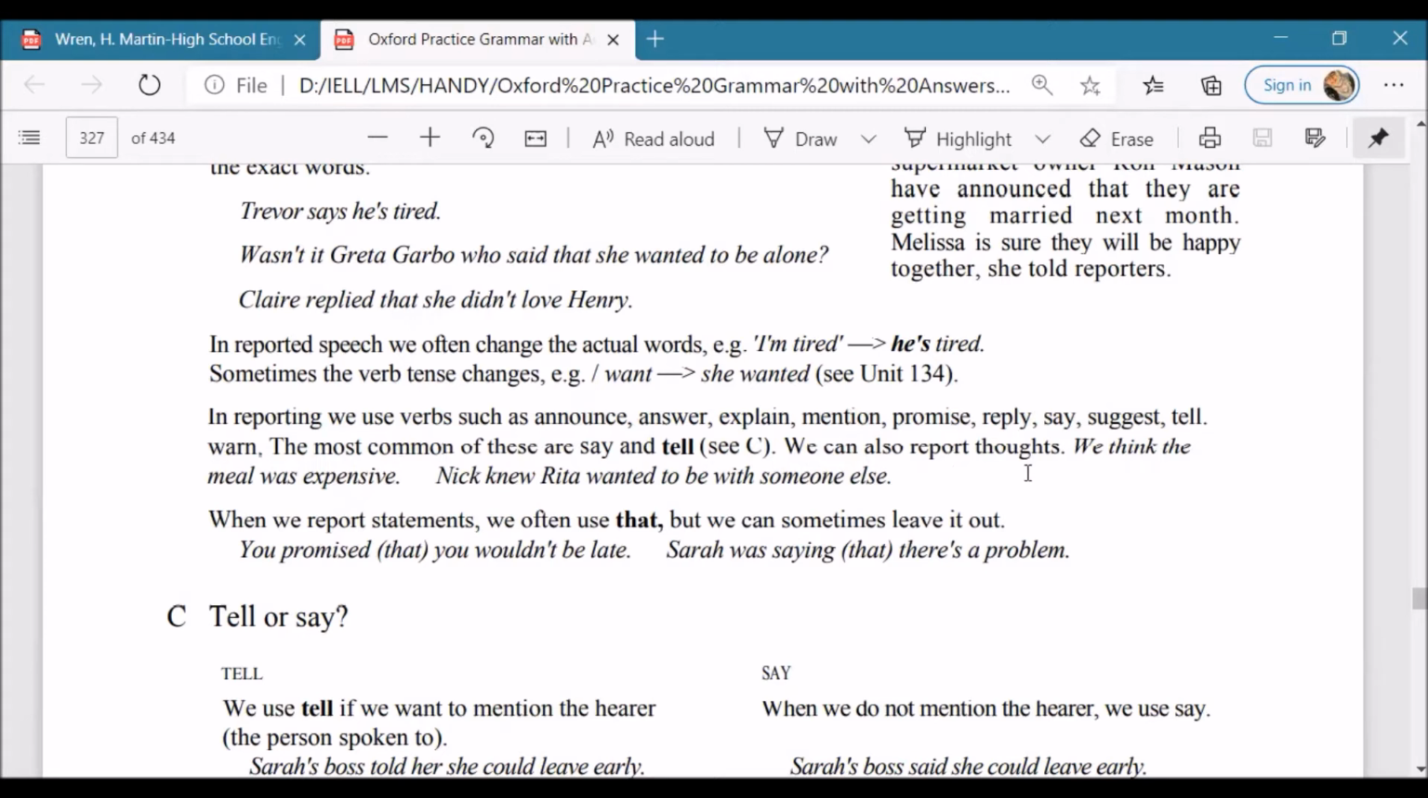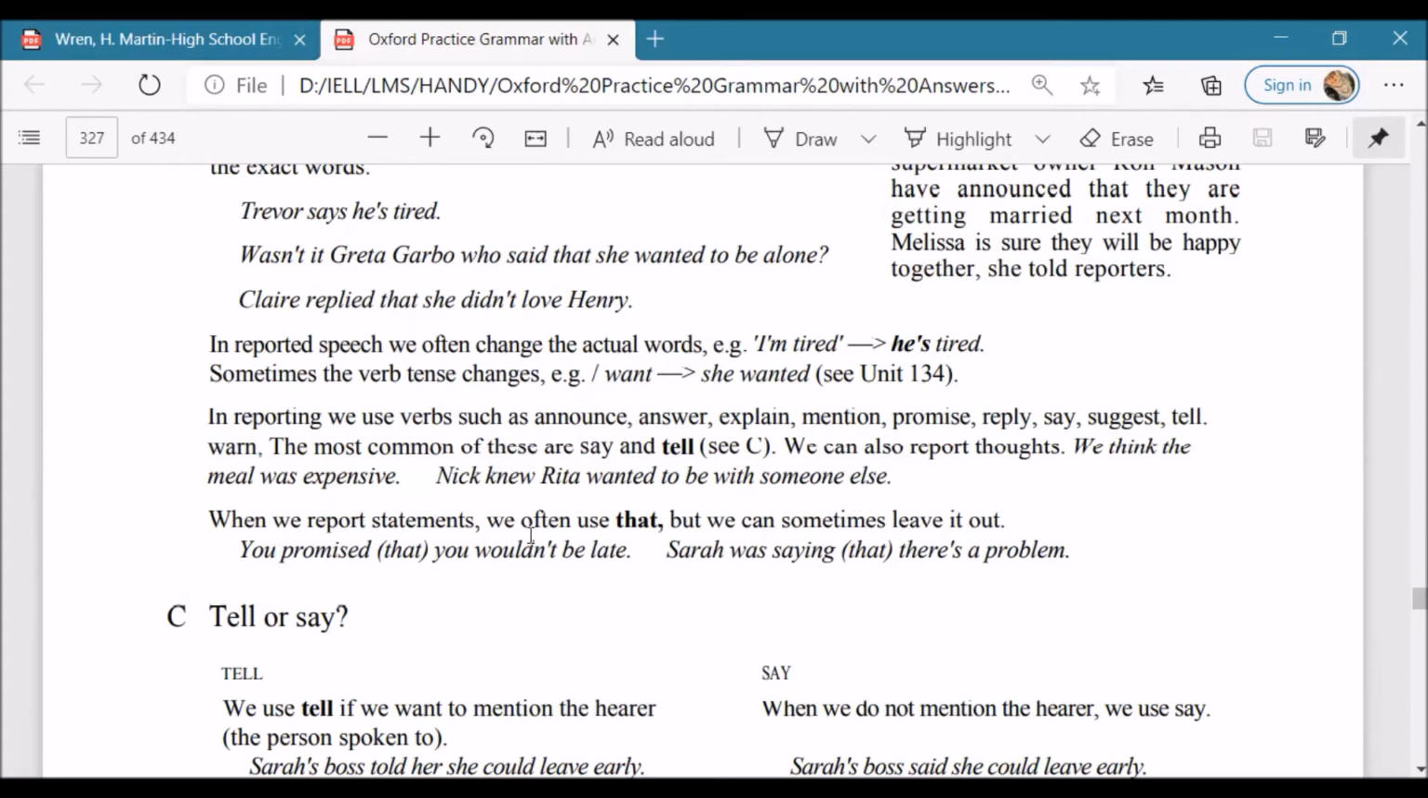We can also report thoughts, okay, not reporting verbs exactly, but we can also report thoughts. We think the meal was expensive. So this is not something we said, but we thought it at the time. Okay. Nick knew, so she didn't say it, but she knew it, that Rita wanted to be with someone else.